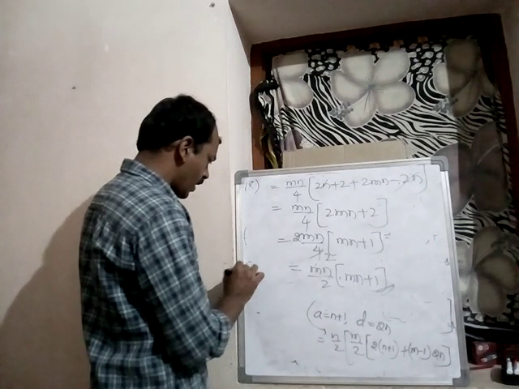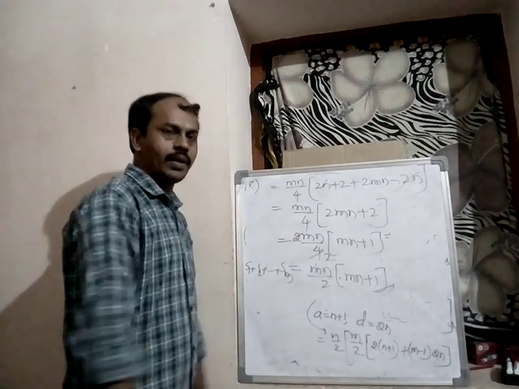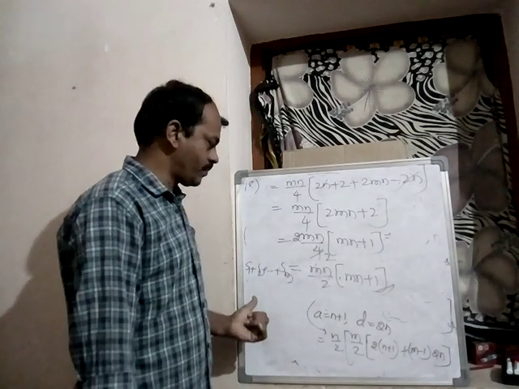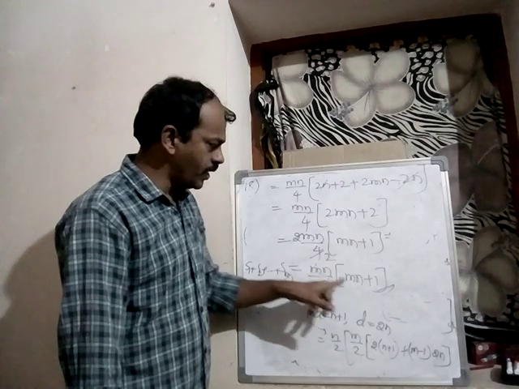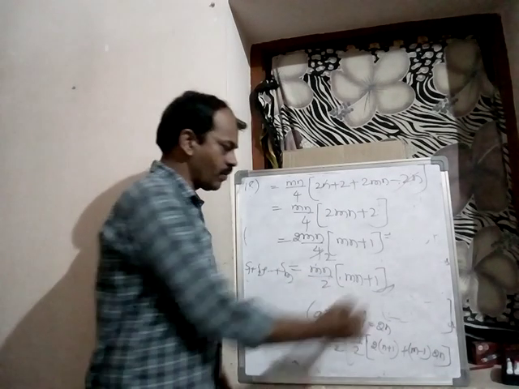This is S1 plus S2 plus so on up to Sm. So the sum of n terms of m APs is mn by 2 into mn plus 1. That much only, that is the correct one.